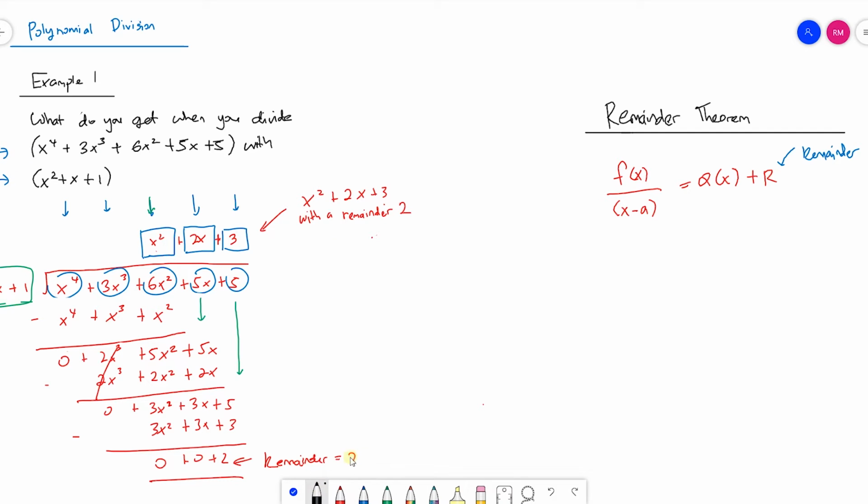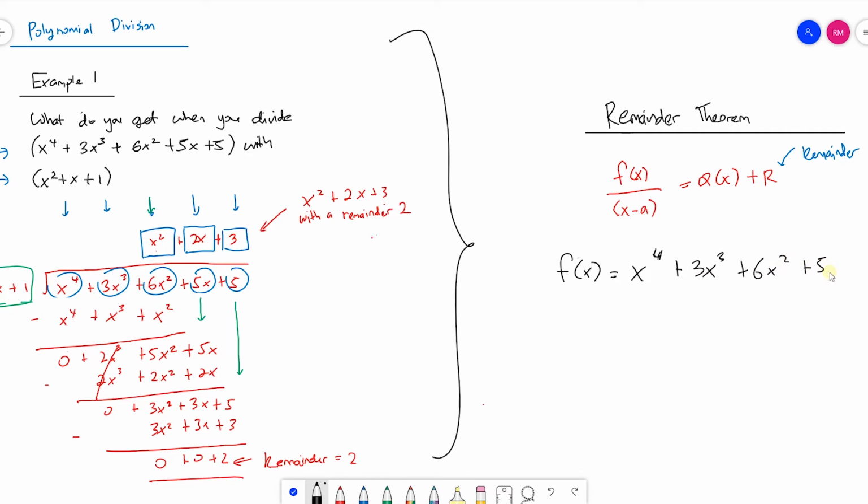If I want to compare this example with our remainder theorem here, f(x) is equal to, I'll rewrite it, this function, which is x to the power of 4 plus 3x cubed plus 6x squared plus 5x plus 5, and they're asking us to divide with this, correct? And the divisor, which is x minus a, so x minus a is equal to x squared plus x plus 1. This is just the representation.